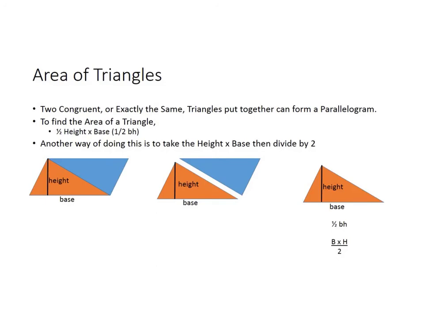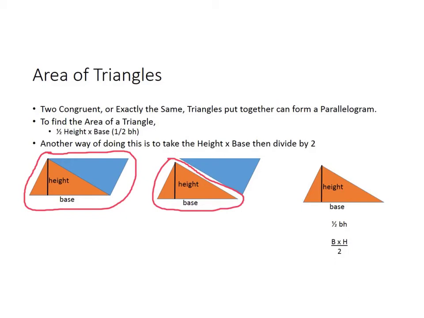Now we're going to start finding the area of triangles. Now, if you were to take two congruent or exactly the same triangles and put them together, you would form a parallelogram. If you look right here, we took an orange triangle and a blue triangle, which were identical, and if you put them together, you end up getting a parallelogram. But if you separate them back into just the orange triangle and the blue triangle, you would really only want half of the parallelogram. We only want half of the space that that parallelogram takes up.